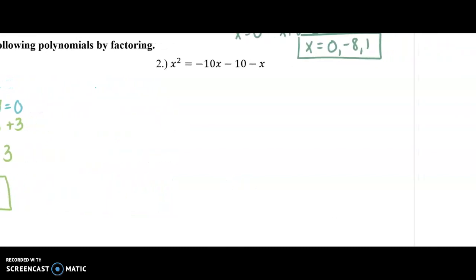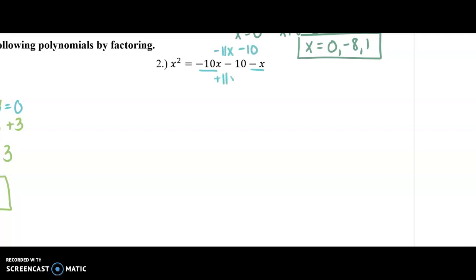And number 2, first thing we have to do is get everything on one side. I know it looks like it would be easier to just bring the negative x squared, but then you'd have to remember to factor out a negative. And if you feel like you'll remember that, that's totally fine. For me, I'd rather bring everything over to the left-hand side. Sorry, it just makes more sense for me that way. So I'm first going to combine the negative 10x and the negative x to become negative 11x minus 10.